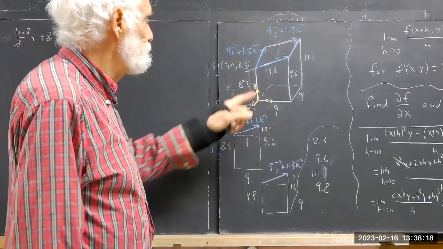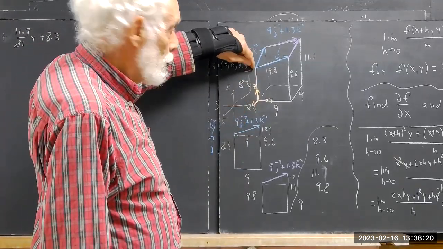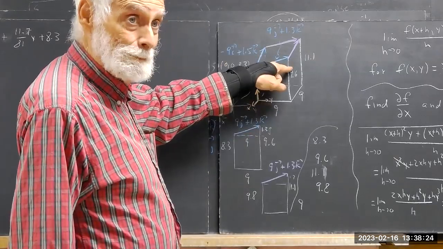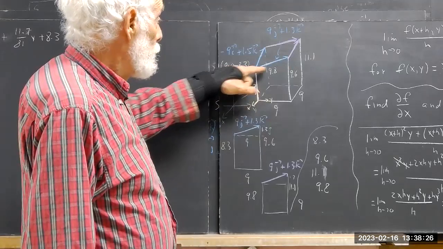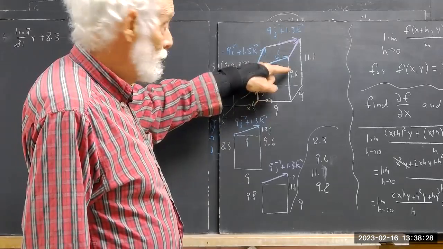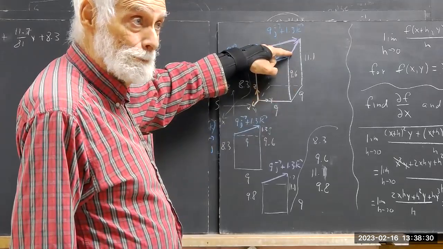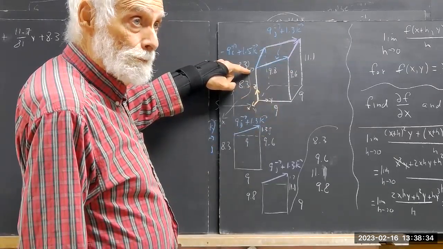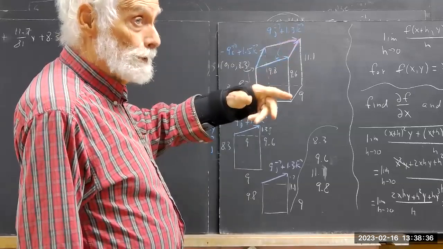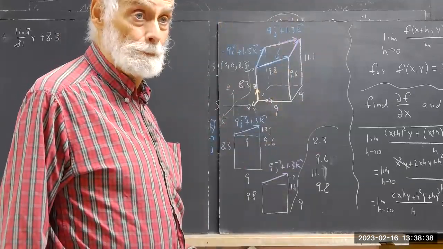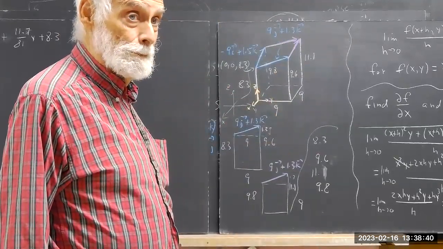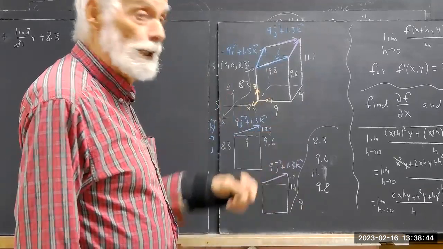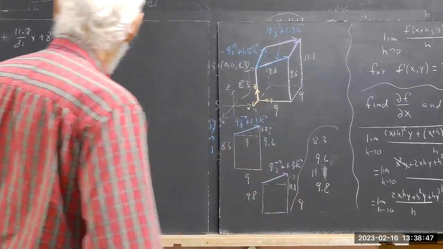Well, let this be x and let h be 9. So f of x plus h is 9.6, right? f of x is 8.3. f of x plus h minus f of x is 1.3. And divided by h is 9. It's 1.3 over 9.